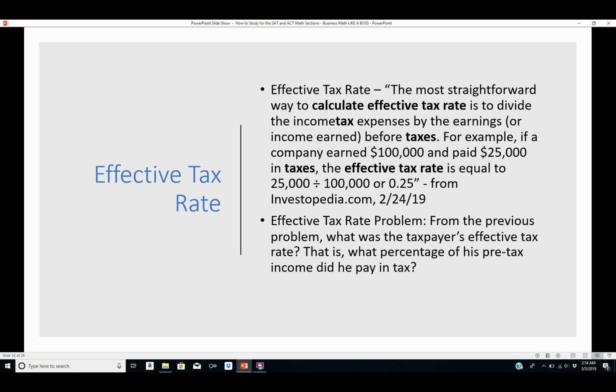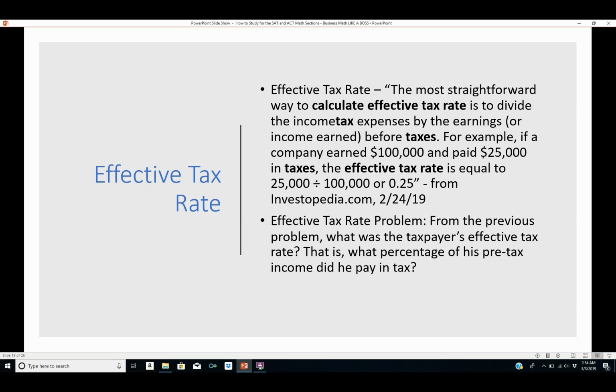Now, the effective tax rate is what you really pay in taxes, the real percentage, not the maximum tax rate. The most straightforward way to calculate an effective tax rate is to divide the income tax expense by the earnings or income earned before taxes. For example, if a company earned $100,000 and paid $25,000 in taxes, the effective tax rate is equal to $25,000 over $100,000, or 0.25, which is 25%. And that's from Investopedia.com from February 24th of this year.